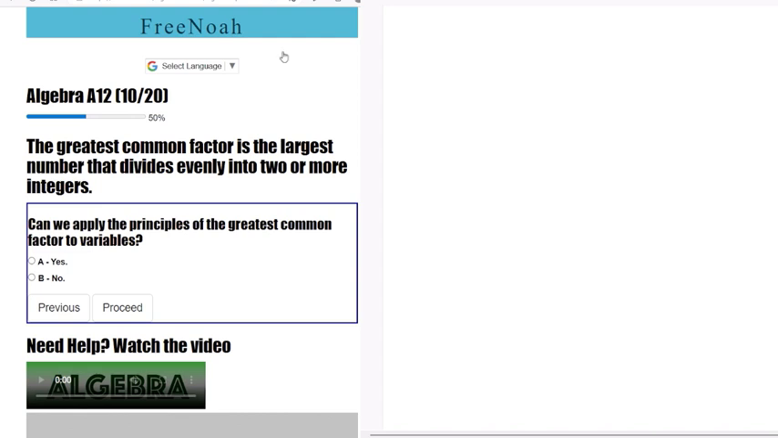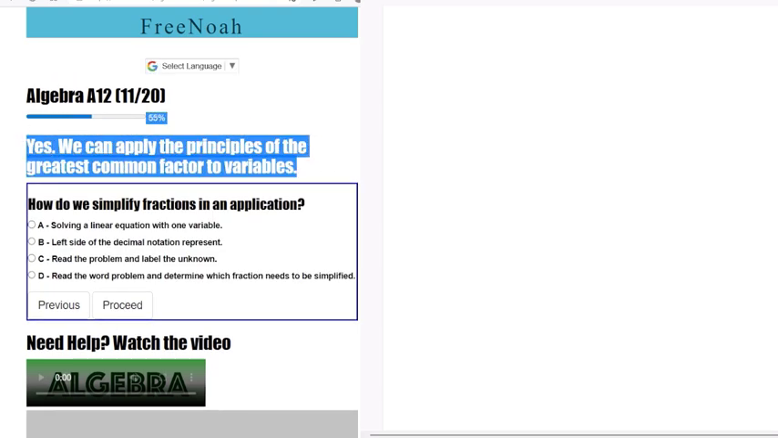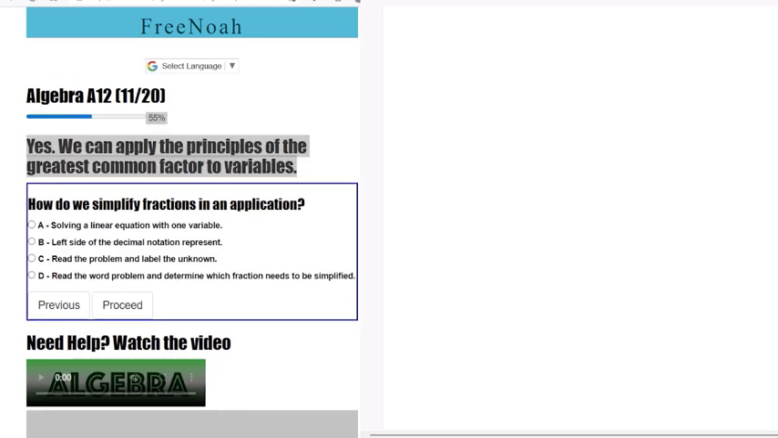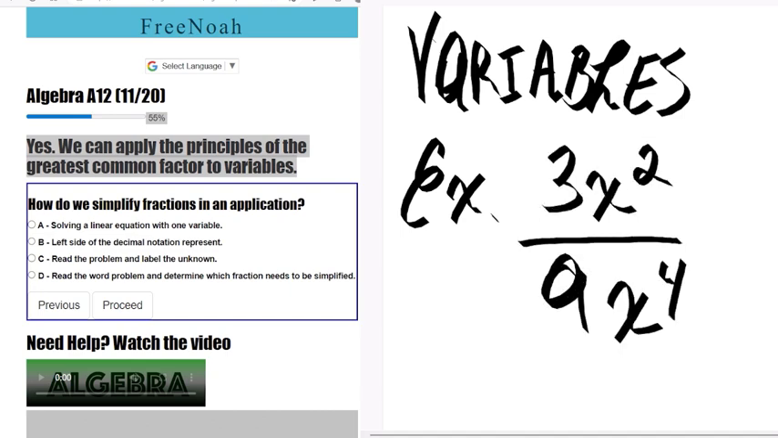Now that we're beginning to pull out factors in an attempt at finding the greatest common factor, let's introduce variables. So can we apply the principles of the greatest common factor to variables? Yes, we can. So, variables and GCF. For example, we have 3x squared over 9x to the fourth power. So we're going to attempt to find the greatest common factor.